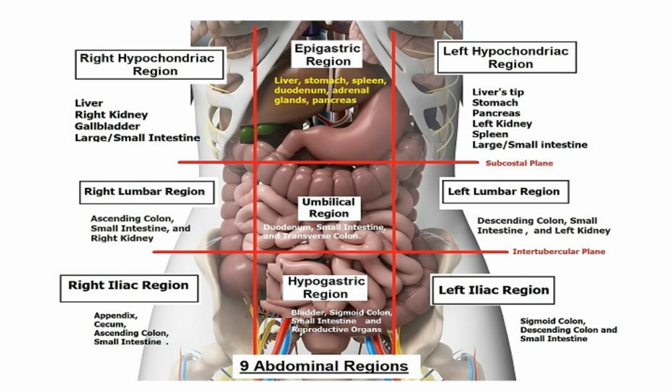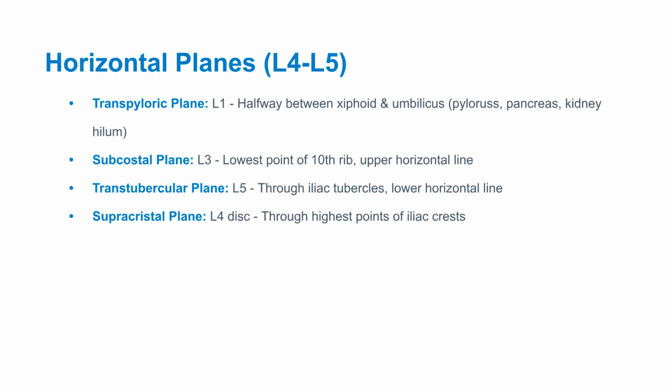This image provides a visual overview of the 9 abdominal regions and the key organs located within each area, defined by specific anatomical lines. Key horizontal planes include the transpyloric plane at L1, the subcostal plane at L3, and the transtubercular plane at L5. The supracristal plane passes through the L4 disc.